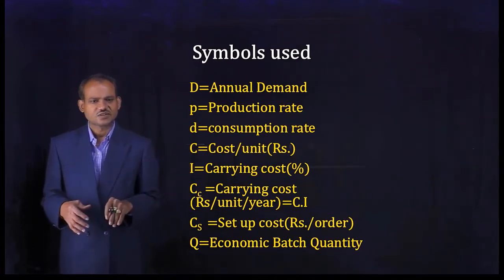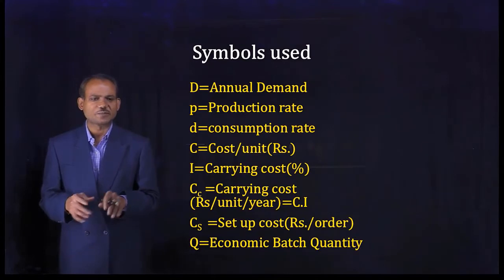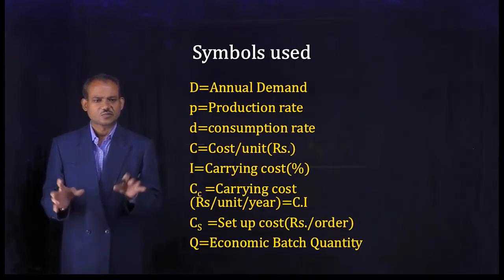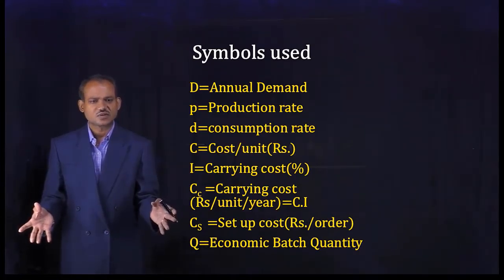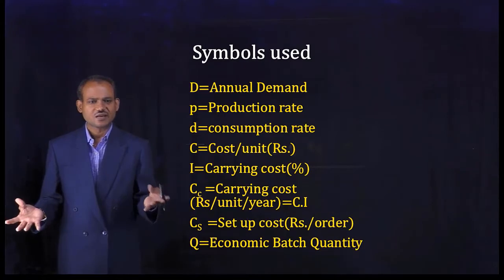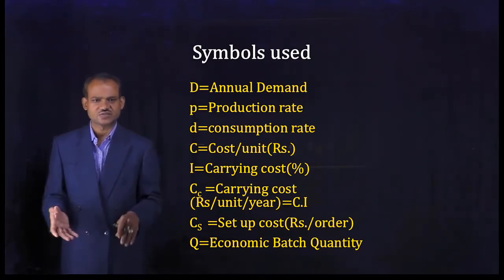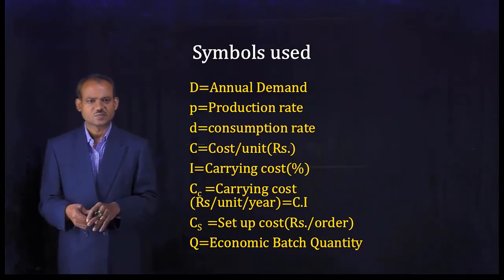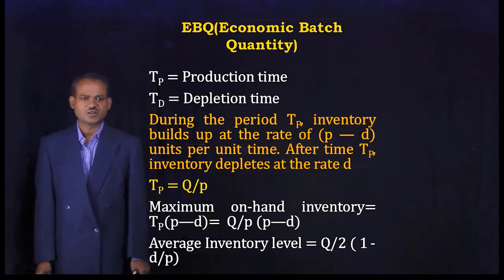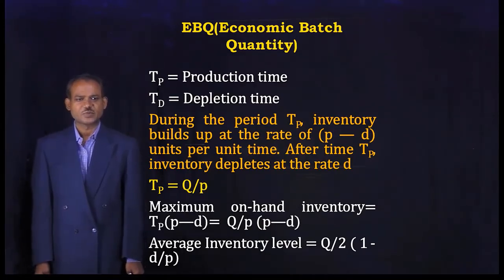As usual, capital Q indicates economic batch quantity. Same symbol I have considered. In the production model, Q is called the economic batch quantity. In the purchase model, Q is called the economic ordering quantity. That is a change. Please notice this change. Please observe. Okay. To derive the EBQ formula, first of all, I would like to explain each term. First term is T suffix P, means production time.